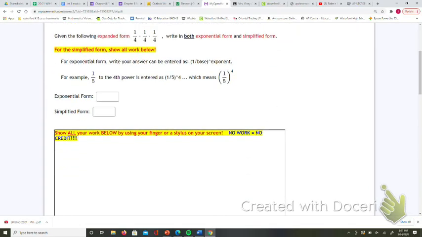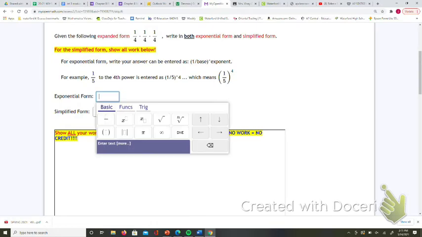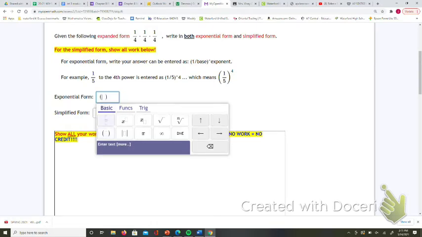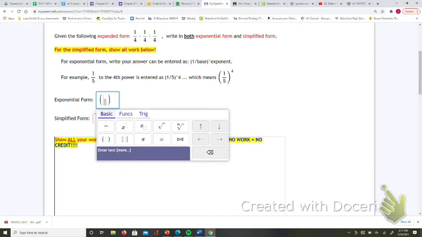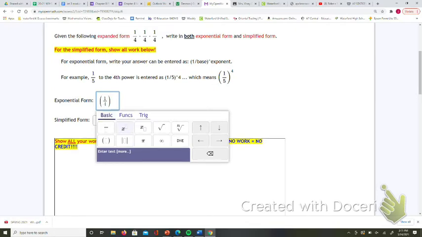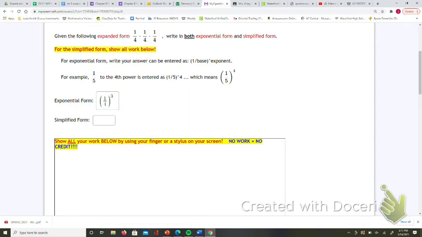Now we have 1/4 times 1/4 times 1/4. Okay, there are 3 of them. So our base is 1/4. So we click our parenthesis, then we click our fraction, then we type the 1 in the numerator and the 4 in the denominator. Then we click our mouse so it's outside of the parenthesis. We click our exponent button and we put 3, 1/4 to the 3rd power.